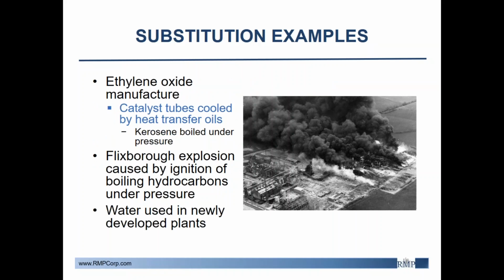A particularly specific example is the use of ISD in ethylene oxide manufacture. It used to commonly involve catalyst tubes that are cooled by boiling kerosene under pressure. But in 1974, the disaster at a chemical plant in Flixborough, England, killed 28 people, which I'm sure many of you have heard of this disaster. The plant manufactured nylon 6, and the hasty addition of a bypass line likely led to this incident. And so after the incident, vapor cloud explosions were much better understood. So it influenced other industries using boiling hydrocarbons as heat transfer fluids, like ethylene oxide manufacture, to use water instead.